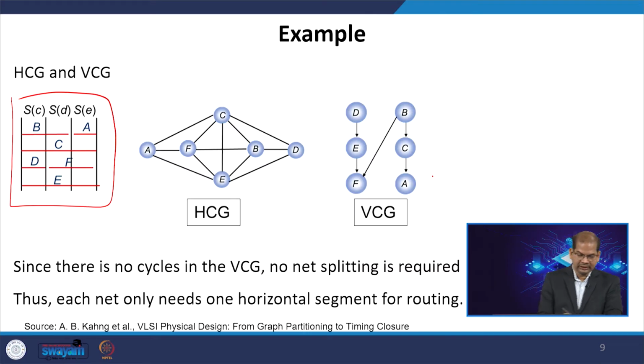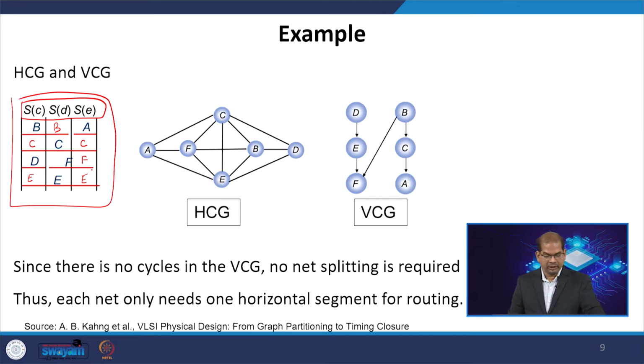If you can see here, S of C, S of D and S of E are there. What this says is that B is there in both the columns and C is there in all the columns. Then D is there here, and F is there in both the columns. Then E is there in all the columns.